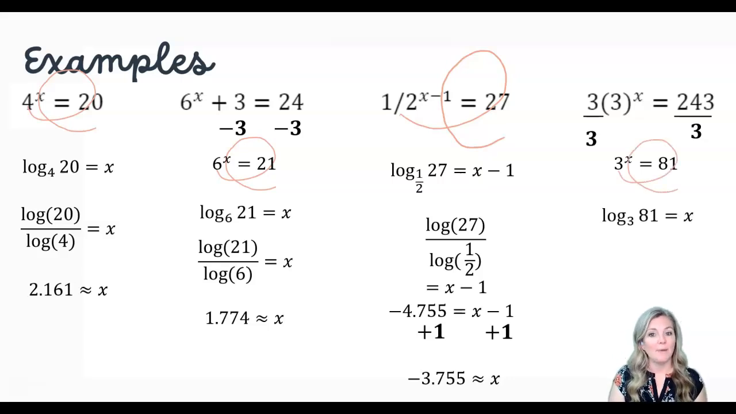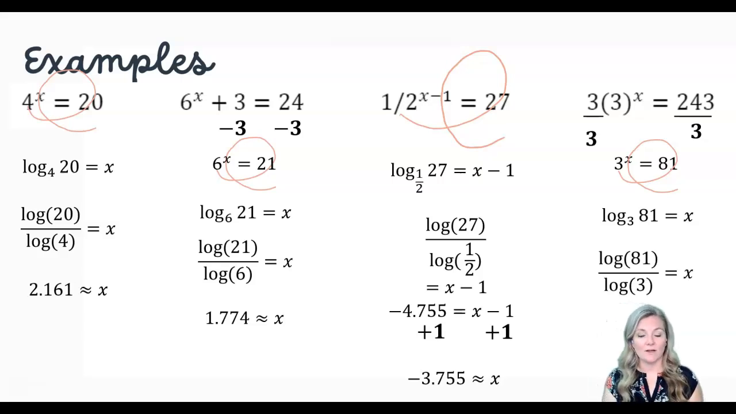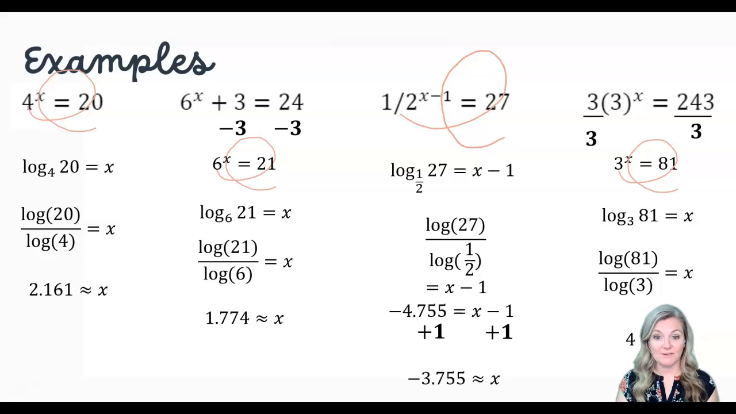So that is log base 3 of 81 is equal to x. Using log of 81 over log of 3, that's a nice number. x is equal to 4. So that is part 1, solving exponentials, solving for when x is part of my exponent.